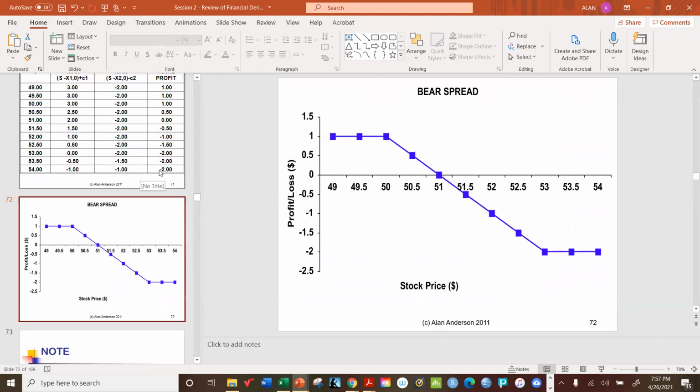Okay. Now, of course, you may say, well, why would we ever do this? Again, it's because we have a position, we have a view. We think that the price is likely to go down for the IBM stock, but not very far, certainly not below 50. If it does, we might be very upset with ourselves.